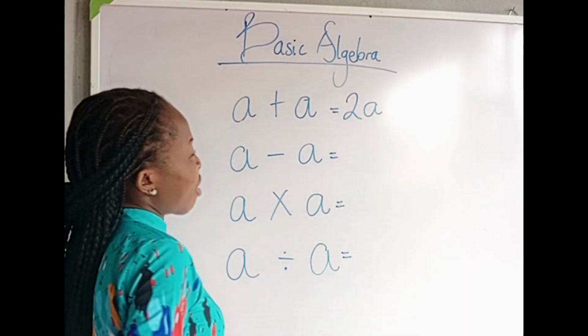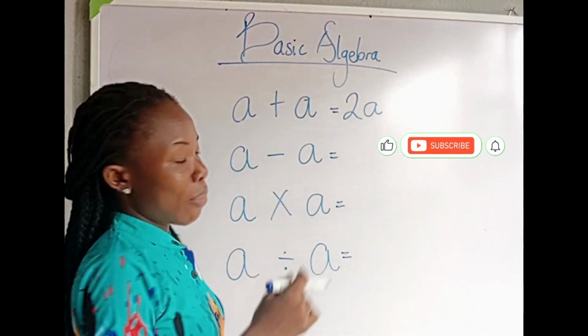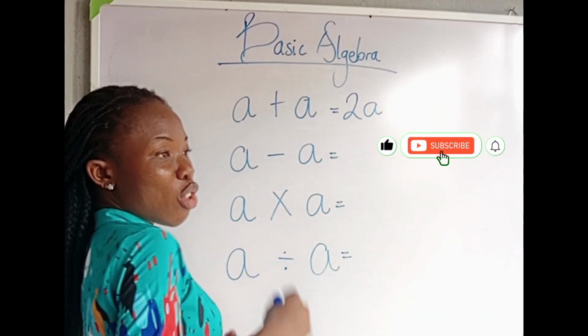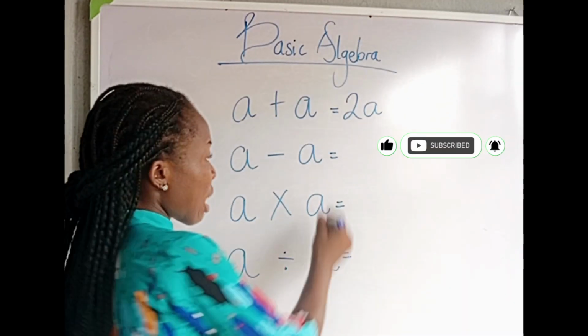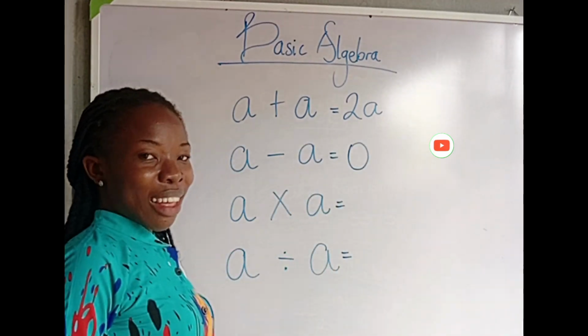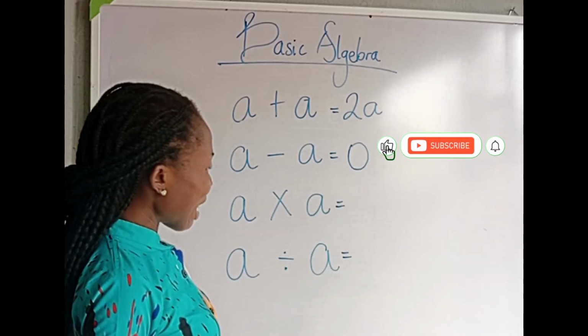Now let's go to subtraction. A minus a. You had a and you gave out a. What do you have left? Is 0. It's interesting, right? Okay, let's go to the next one.